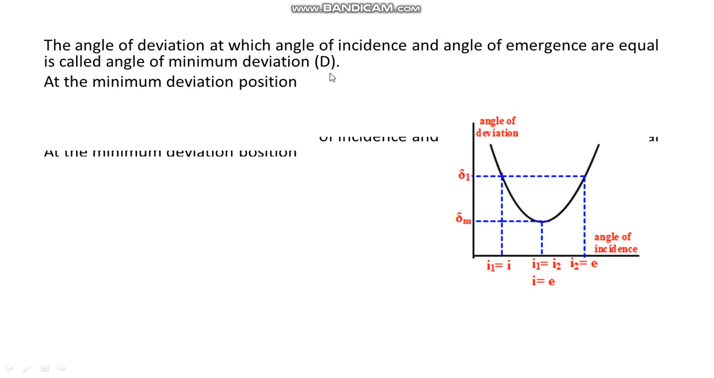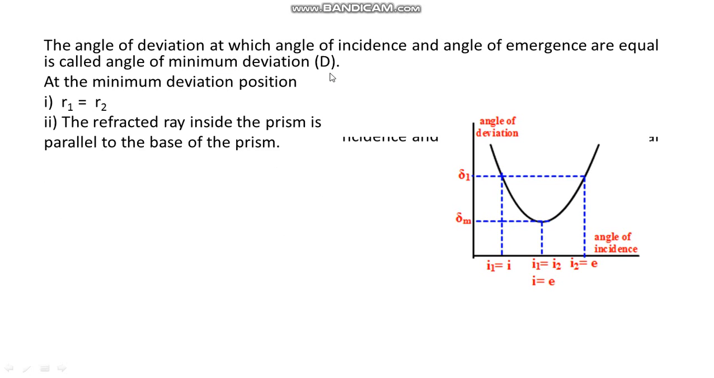At the minimum deviation position, see what we are observing. Already we know I is equal to E at minimum deviation, so R1 and R2 are also equal. The refracted ray inside the prism is parallel to the base of the prism. So we know the relation D is equal to I plus E minus A. If we substitute this condition, we get D is equal to 2I minus A, or I is equal to (A plus D) by 2.